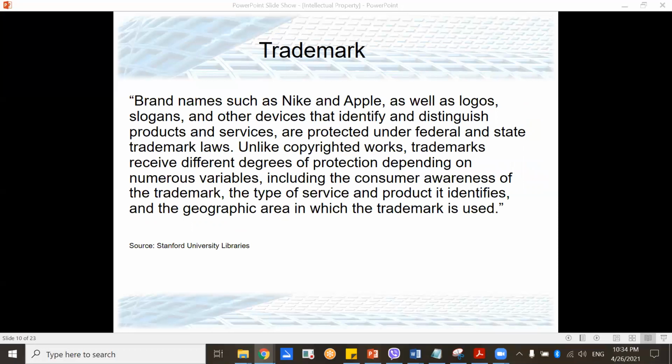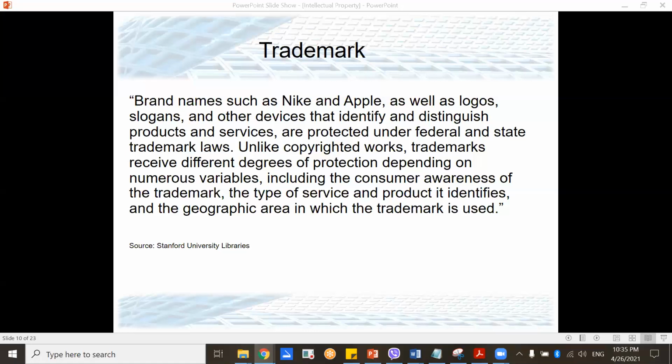So let's move on to the next one, trademarks. Trademarks are brand names such as Nike and Apple, as well as logos, slogans, and other devices that identify and distinguish products and services, and are protected under federal and state trademark laws. Unlike copyrighted works, trademarks receive different degrees of protection, depending on different variables, including the consumer awareness of the trademark, the type of service and product it identifies, and the geographical area in which the trademark is used.